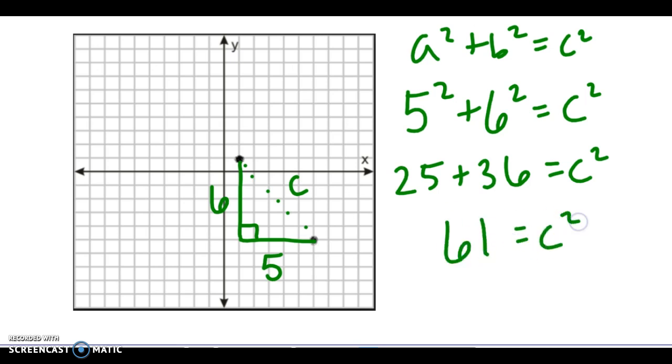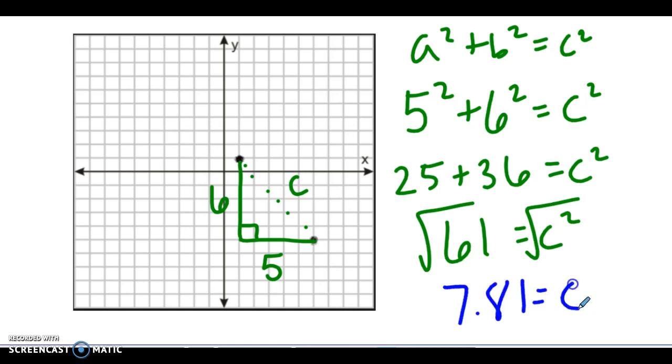To be c squared, and your final step, you're going to square root to get us the answer of 7.81 equals C. That's all there is to it. Practice on your own. I'm going to do one more problem.